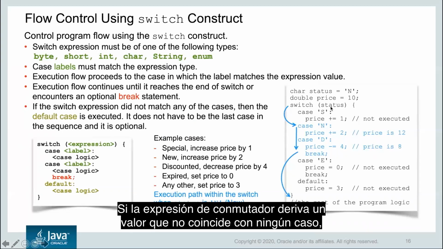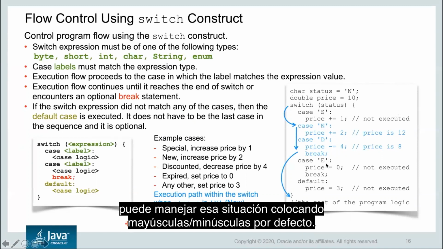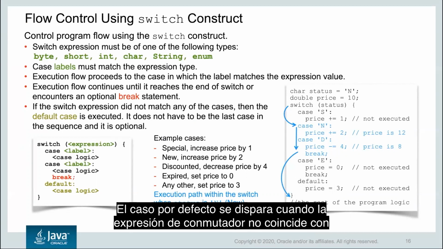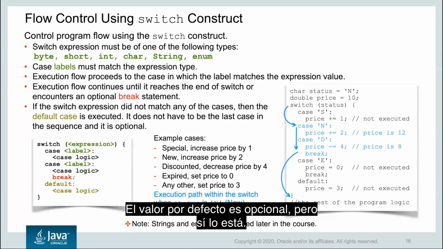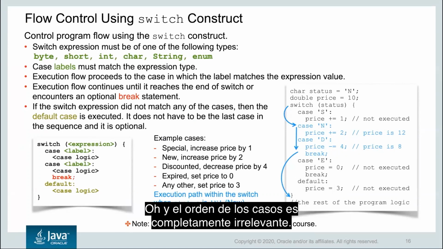If the switch expression derives a value that matches no case whatsoever, then you may handle the situation by placing a default case. The default case is triggered when the switch expression matches no case. Default is optional, it's up to you. The order of cases is completely up to you.